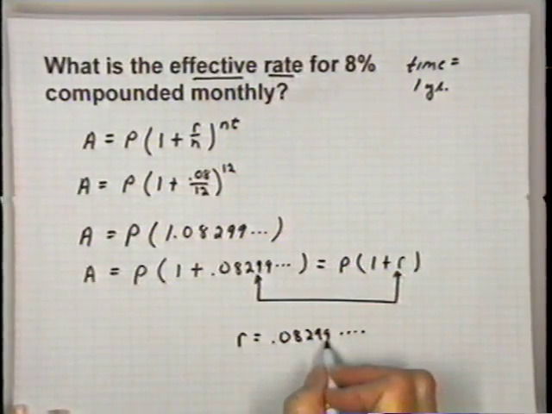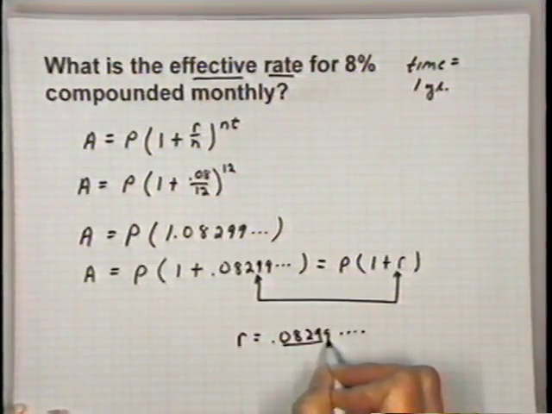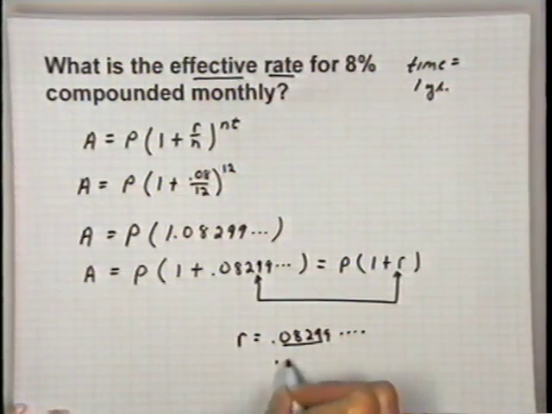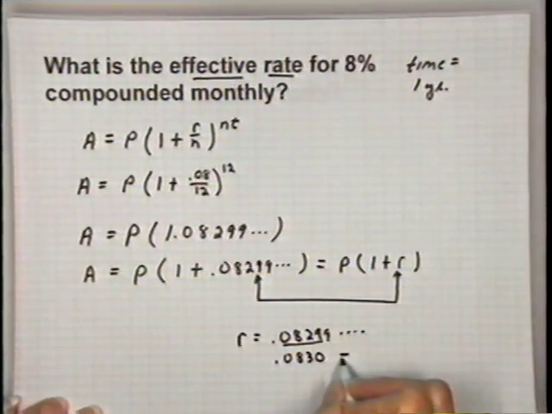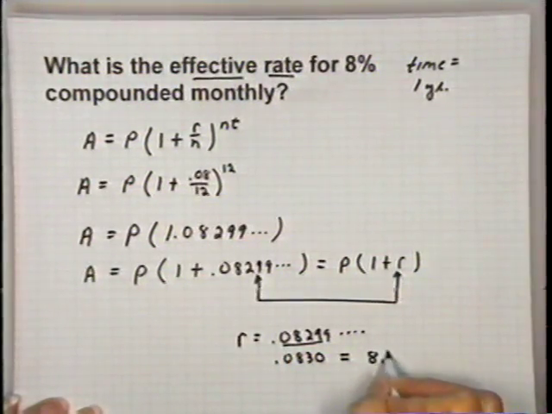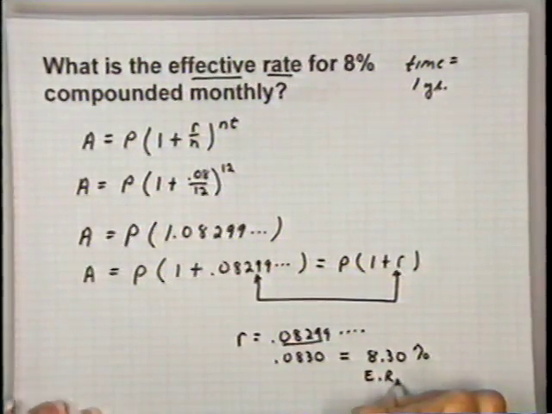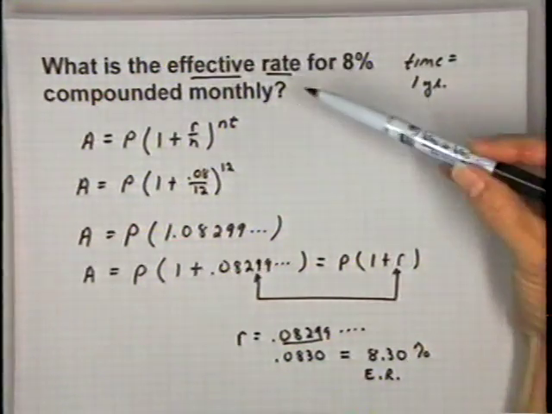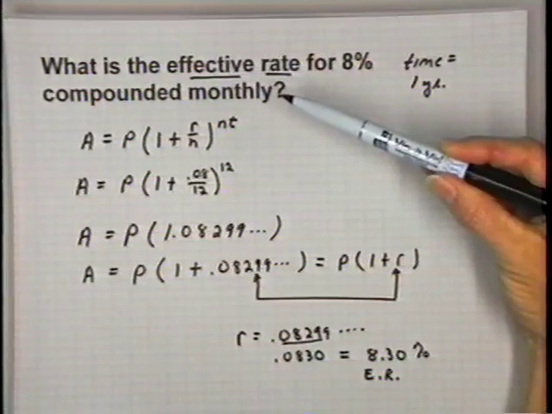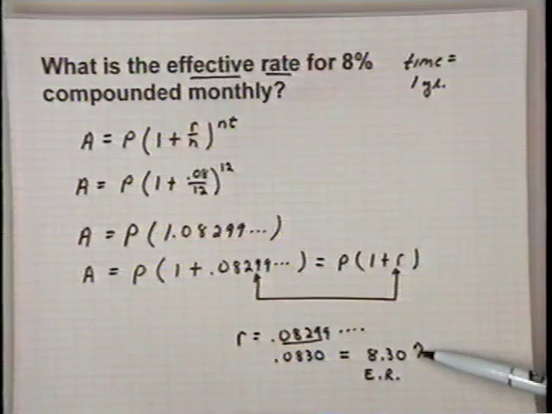Now again, this is an interest rate, and so what I'm going to do here is round off, and I'm going to keep 4 decimal places. That's these 4 right here. But notice, since that's a 9, I need to add 1 to this, so that would be 0.0830. If I compute that into a percent format, that's 8.30%. This is my effective rate. So in other words, what we're saying is being paid 8% compounded monthly is the same effect as being paid 8.3% compounded one time a year.